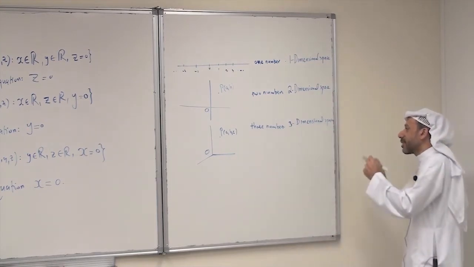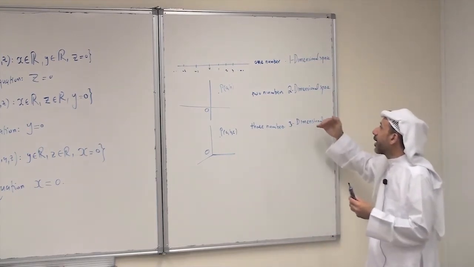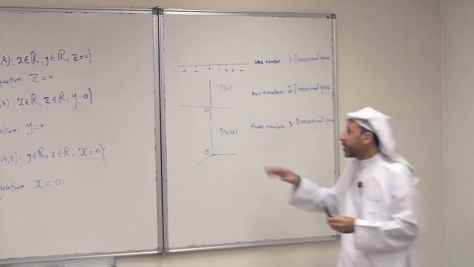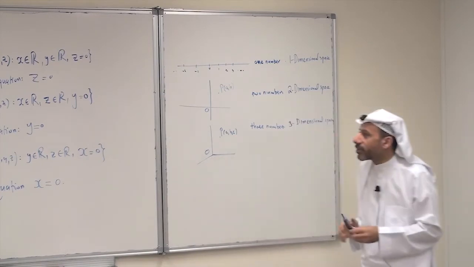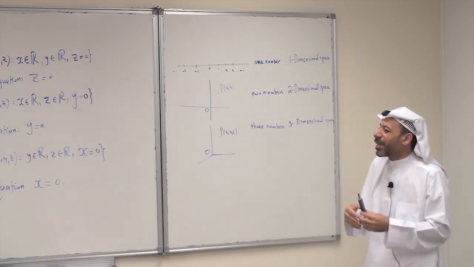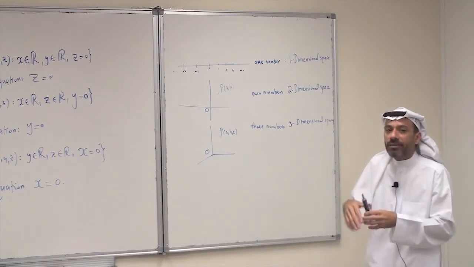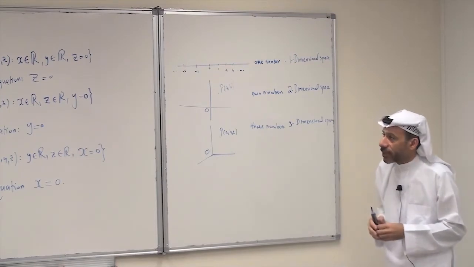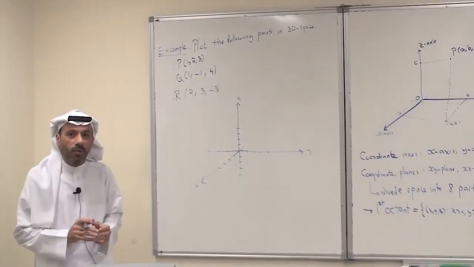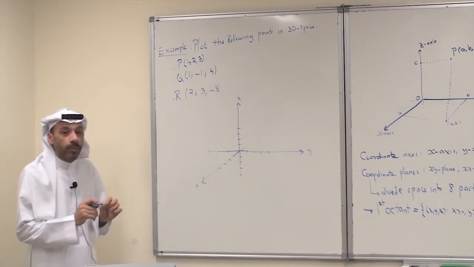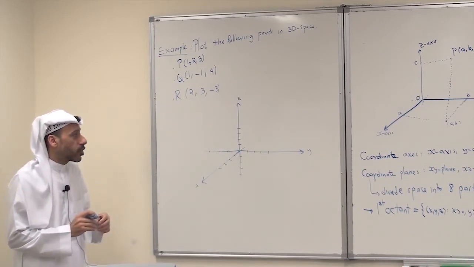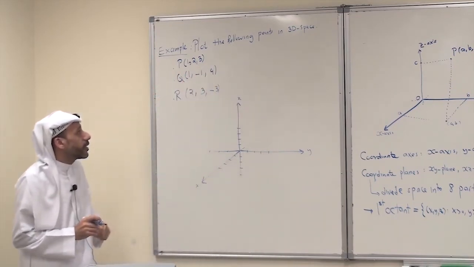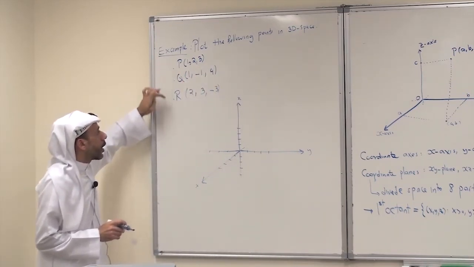So this is the origin of the word dimension. In our real world, there is a three-dimensional space, so we call it a three-dimensional space or three-dimensional coordinate system. So this is for this terminology. We give now one example on how to locate points in the three-dimensional space. Plot the following points in a 3D space, P, Q, and R.